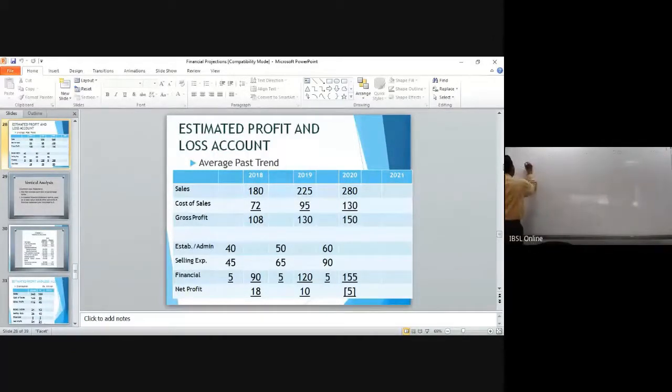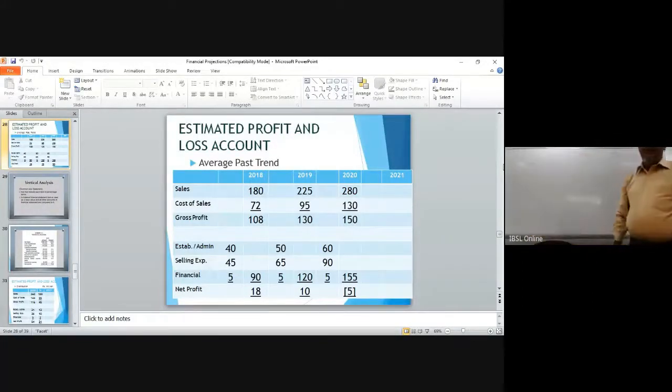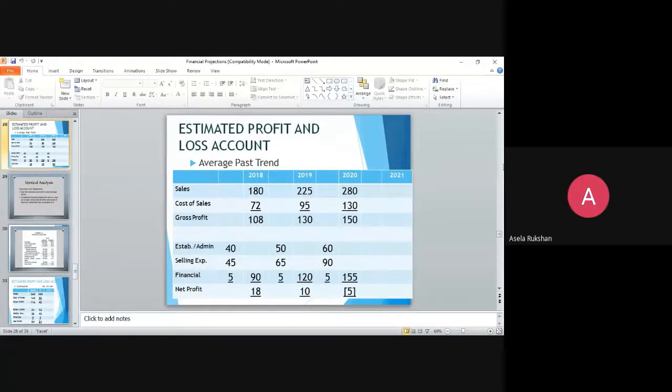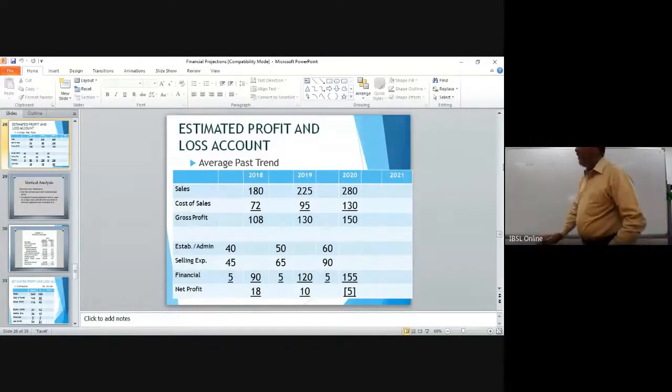Sales: 180, 225, and 280. Nothing to worry, scan this. Your handout is there. Same figures I'm going to put on the board.